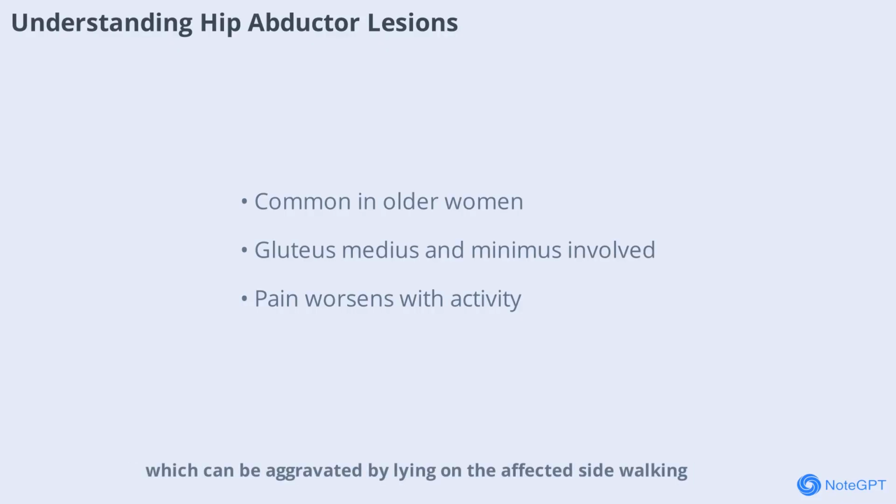Many patients experience persistent pain on the outside of the hip, which can be aggravated by lying on the affected side, walking, or climbing stairs. While conditions like trochanteric bursitis were once thought to be the main culprits, advanced imaging has revealed that abductor tendon lesions are often the true source of discomfort. Understanding the anatomy and function of these muscles is essential for accurate diagnosis and effective treatment.